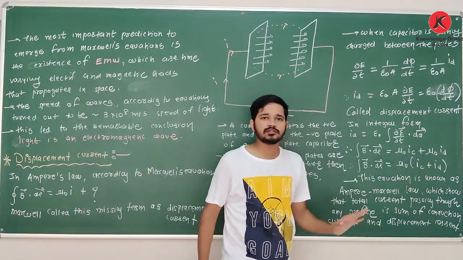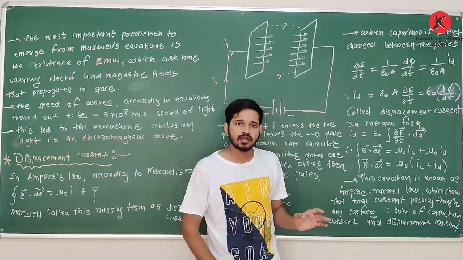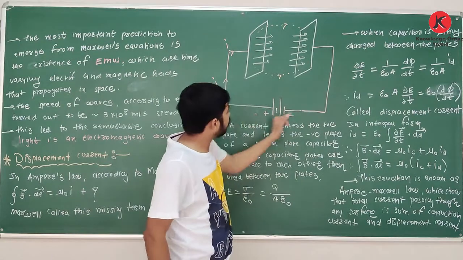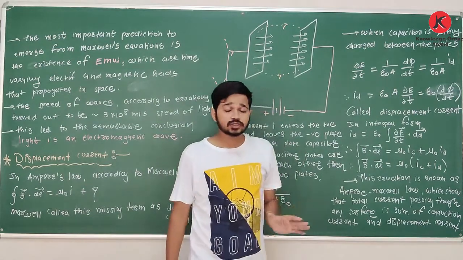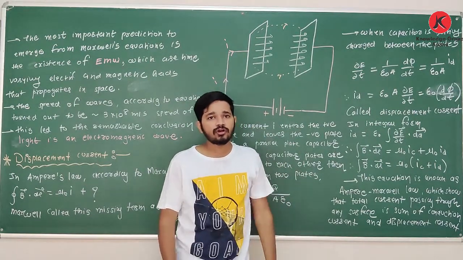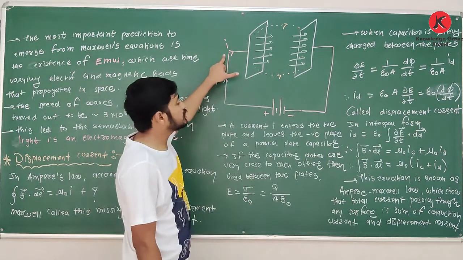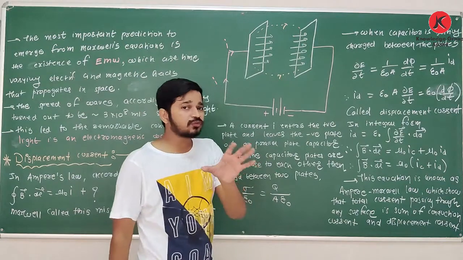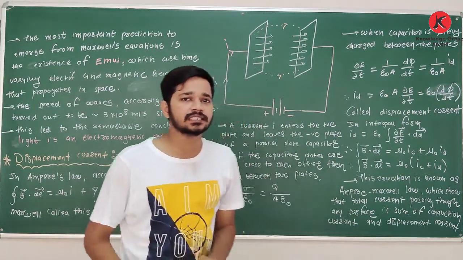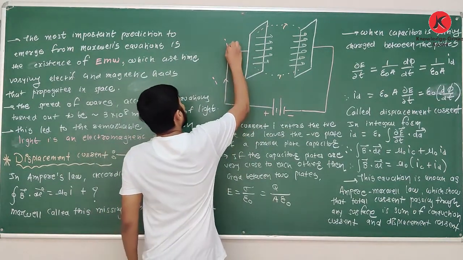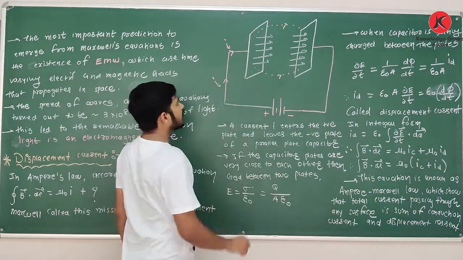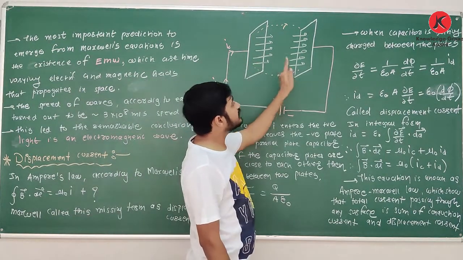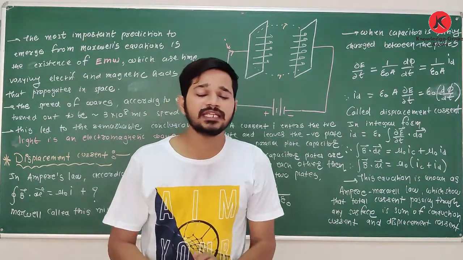total current enclosed by that surface, which is this loop. So this total current is the summation of conduction current, which flows outside the capacitor, and displacement current, which flows between the plates of the capacitor. Yes, it is IC, the conduction current flowing outside, and ID, that is the displacement current, which is flowing inside.